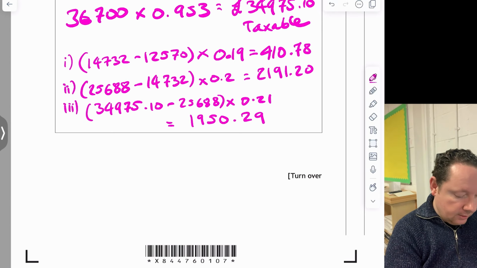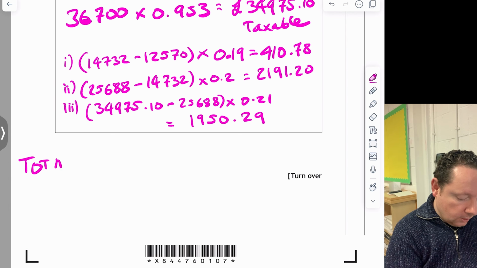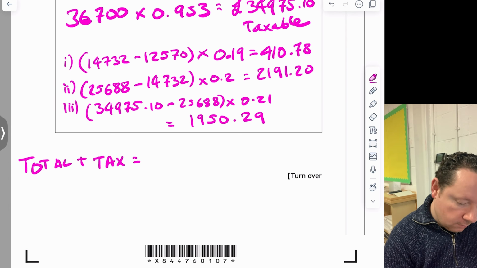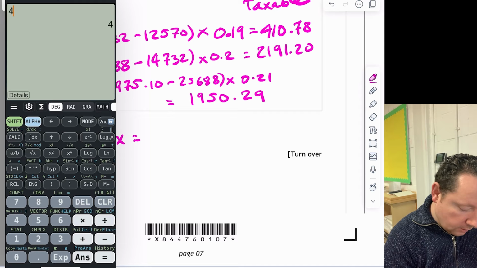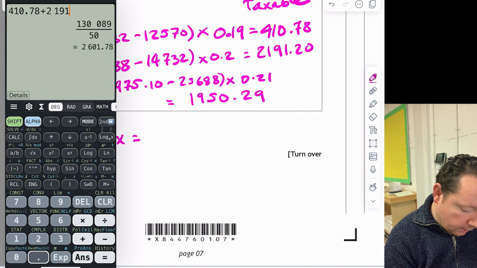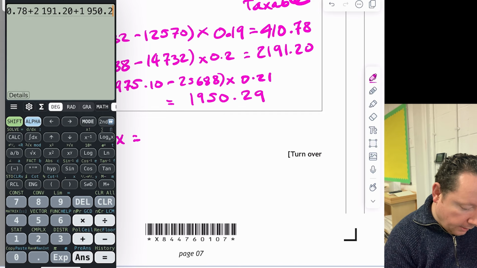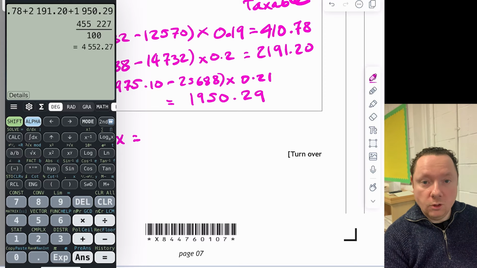So his total tax, I just add up all the tax that I just worked out. £410.78 plus 2191.20 plus 1950.29 is 4552.27.